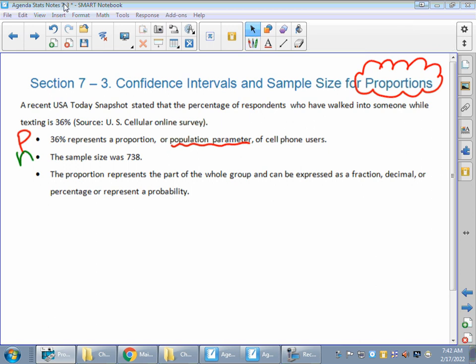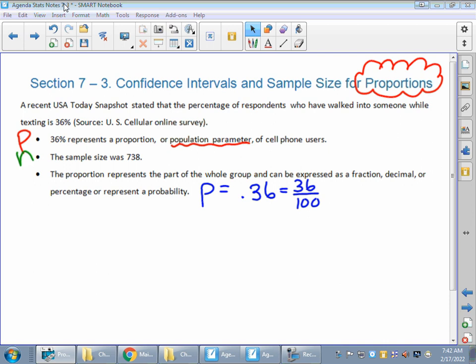The proportion represents the part of the whole group and can be represented as a fraction, a decimal, or a percentage, or represent a probability. So we would say that P is equal to 0.36, or perhaps you'd go with 36 over 100 and definitely simplify that. But we can say that either way, or the probability that someone walks into someone while texting is 36% probability.